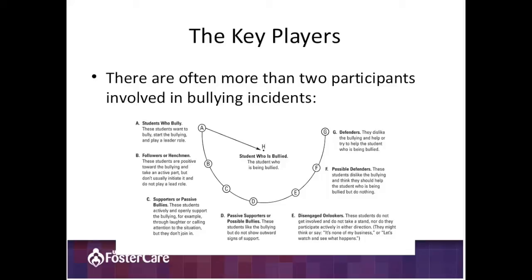So it's important to understand that there is a bully, there are henchmen, there are passive bullies, passive supporters, disengaged onlookers, possible defenders, and defenders, and they all kind of center around the student who is bullied. So let's move on and talk a little bit more about the system of bullying and how we can kind of work against that system.